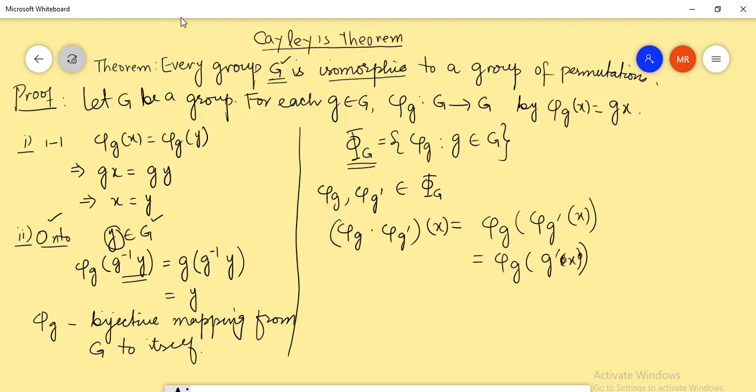Using the definition of this mapping, this can be written as g times g' of x. Or once again, using the definition of this mapping and using associativity, this can be written as gg' times x. And hence this can be written as phi_gg' of x. That is, phi_g times phi_g' is equal to phi_gg'. And we call it equation 1.